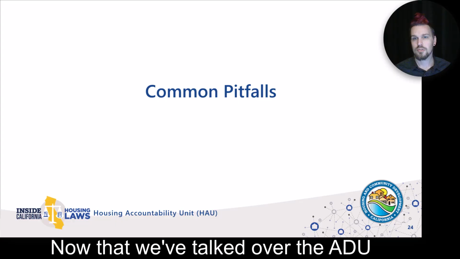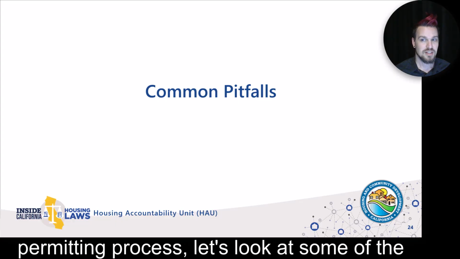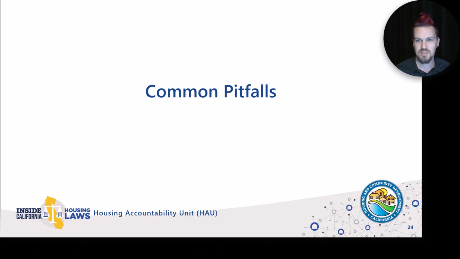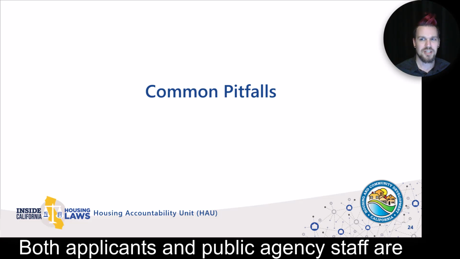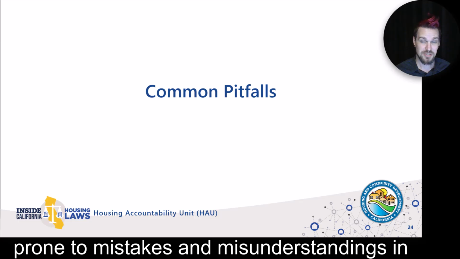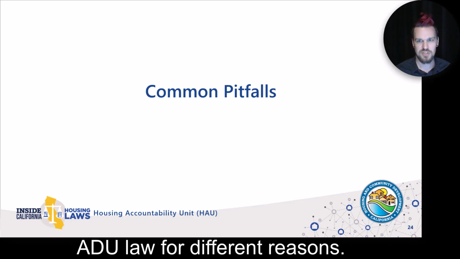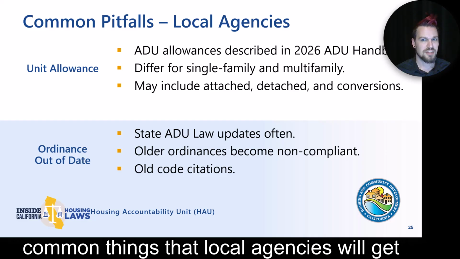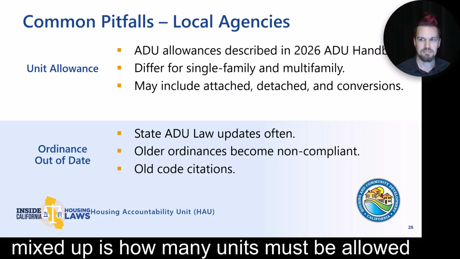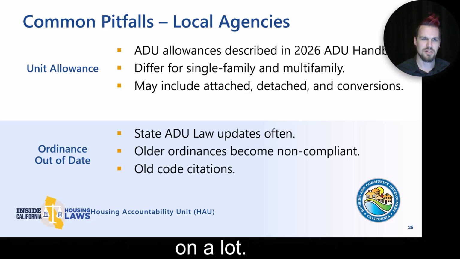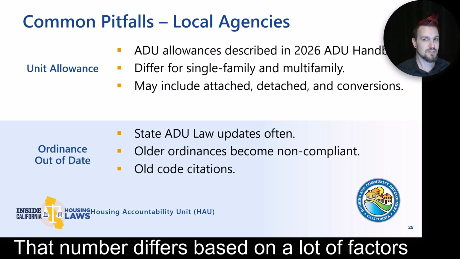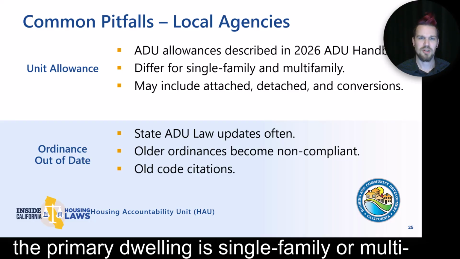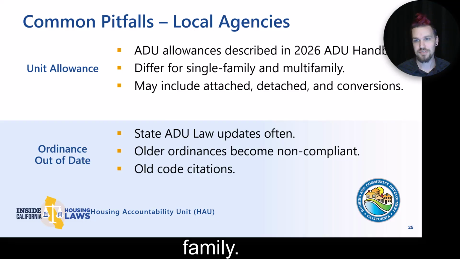Now that we've talked over the ADU permitting process, let's look at some of the most common pitfalls that cause confusion and delays. Both applicants and public agency staff are prone to mistakes and misunderstandings in ADU law for different reasons. Starting with local agencies, one of the most common things that local agencies will get mixed up is how many units must be allowed on a lot. That number differs based on a lot of factors, and the most important one is whether or not the primary dwelling is single-family or multifamily.